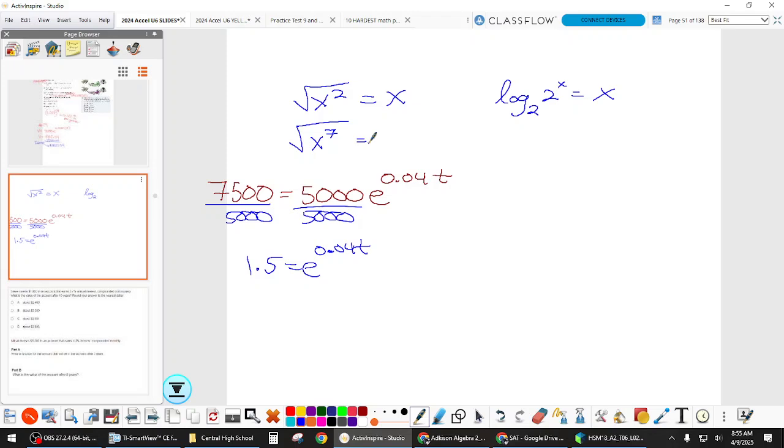Just like over here, if I said, how do you get rid of x to the 7th? What has to go here? The 7th root. Well, same thing. If I wanted to undo 7 to the x, what would I have to take? Log base 7 to get x back. So what's our base here? e. So we would need to do log base e of both sides.